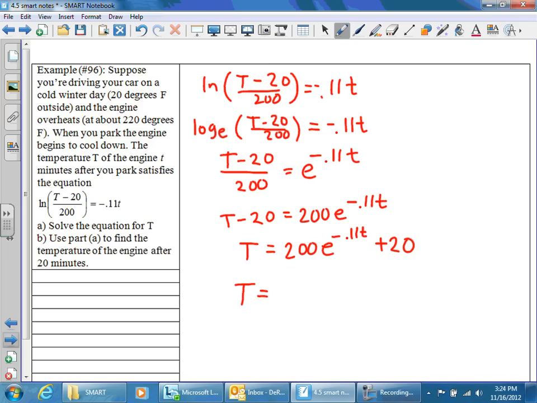So the big T temperature after 20 minutes, I'm going to plug in 20. And for time, since it told me that T is in minutes, I don't have to convert anything. And I get approximately 22.2 degrees Fahrenheit.